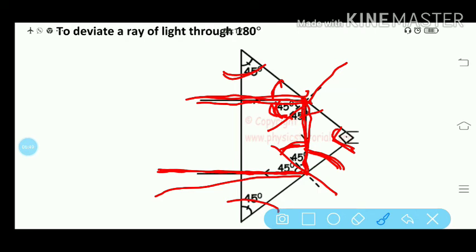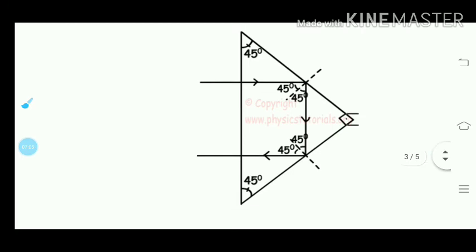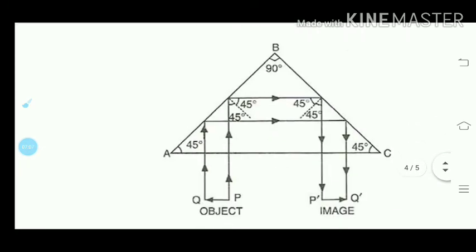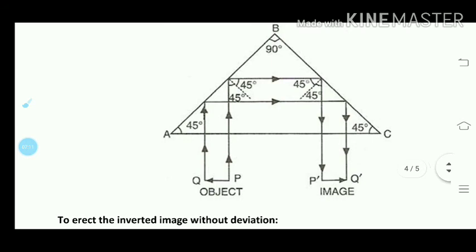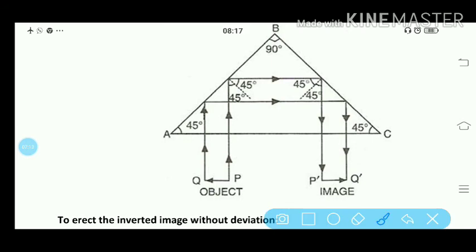The prism was the same total reflecting prism with 90 degree, 45 degree and 45 degree. Suppose in the next diagram we have two rays. Here two rays means the object's top and bottom points. Suppose this is our object PQ. So it enters into the prism and comes out with a deviation of 180 degrees.